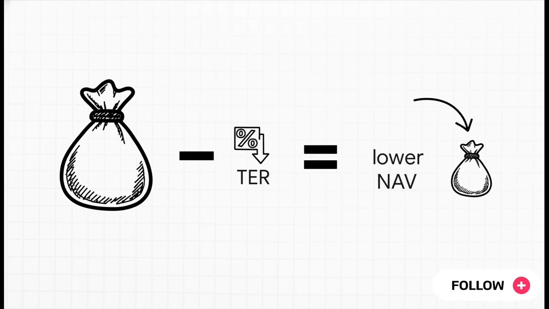So here's the kicker, and this is the part that really matters for your money. Those expenses are taken out of the fund's assets every single day before they calculate the final NAV. So it's simple. A higher TER means a lower NAV, and a lower NAV means lower returns for you. A 1 or 2% fee might sound small, but trust me, over time it's a huge deal. That small percentage can eat away at thousands, even lakhs, of your final returns. It's like a silent drag on your investment's engine.